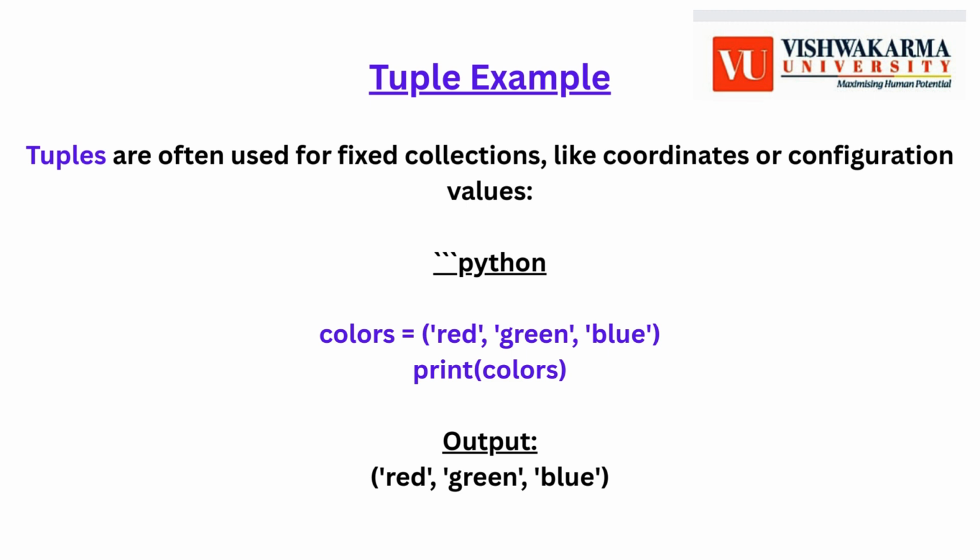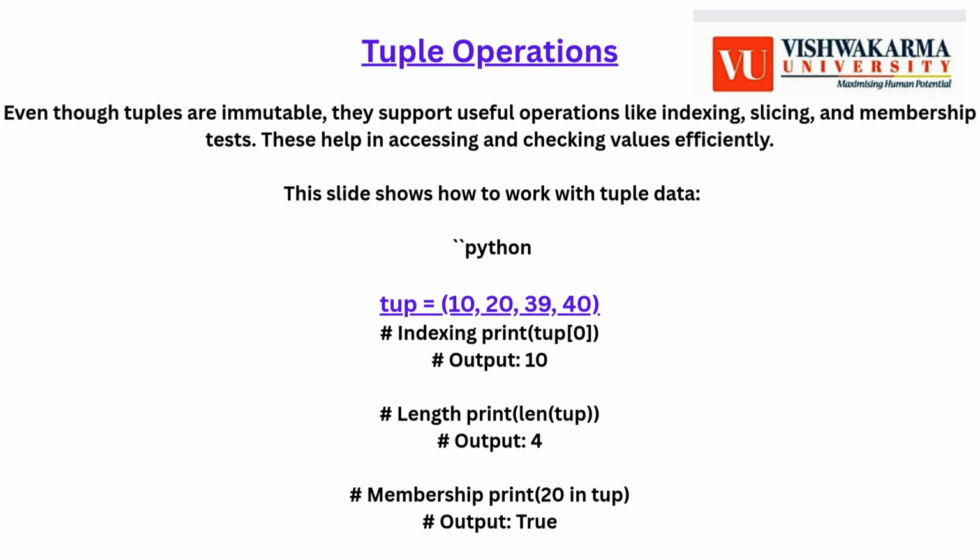Next, let's see a tuple example. Tuples are often used for mixed collections like coordinates or configuration values. For example, in Python: color equals, in parentheses, red, green, blue, and print color. In the output, the color we have taken will be printed, that is red, green, blue only. So this is the tuple example.